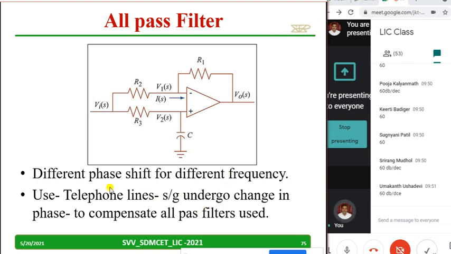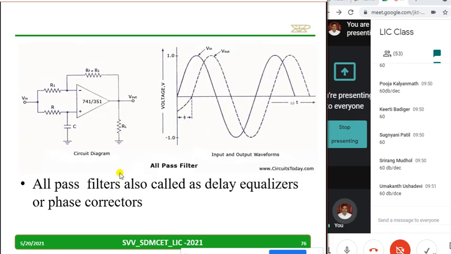These are used in telephone lines. The signal undergoes a change in phase, to compensate, an all pass filter is used. See, I'll show you in the next slide. Try to understand. An all pass filter is also called a delay equalizer or phase correction. So phase will differ depending upon the frequency. The all pass filter is also not in the syllabus. Just for your reference, I have discussed it.